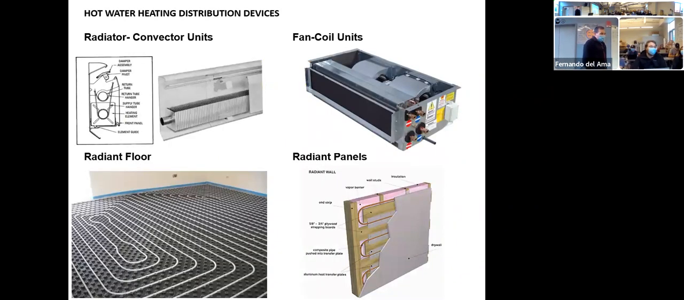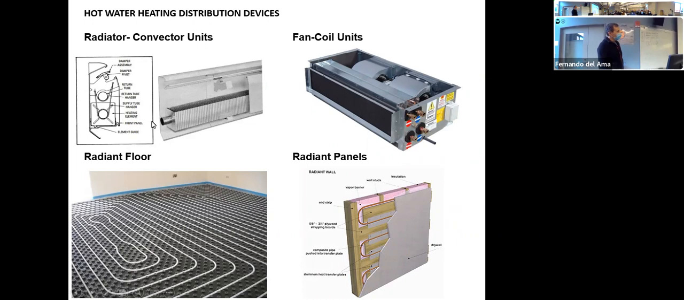And those are the distribution devices or the terminal units. So we can have radiators. We circulate hot water here, we release heat, and we have these kinds of radiators. We have the radiant floor. We can have radiant panels. Okay, so the radiant panel is the same as the radiant floor.